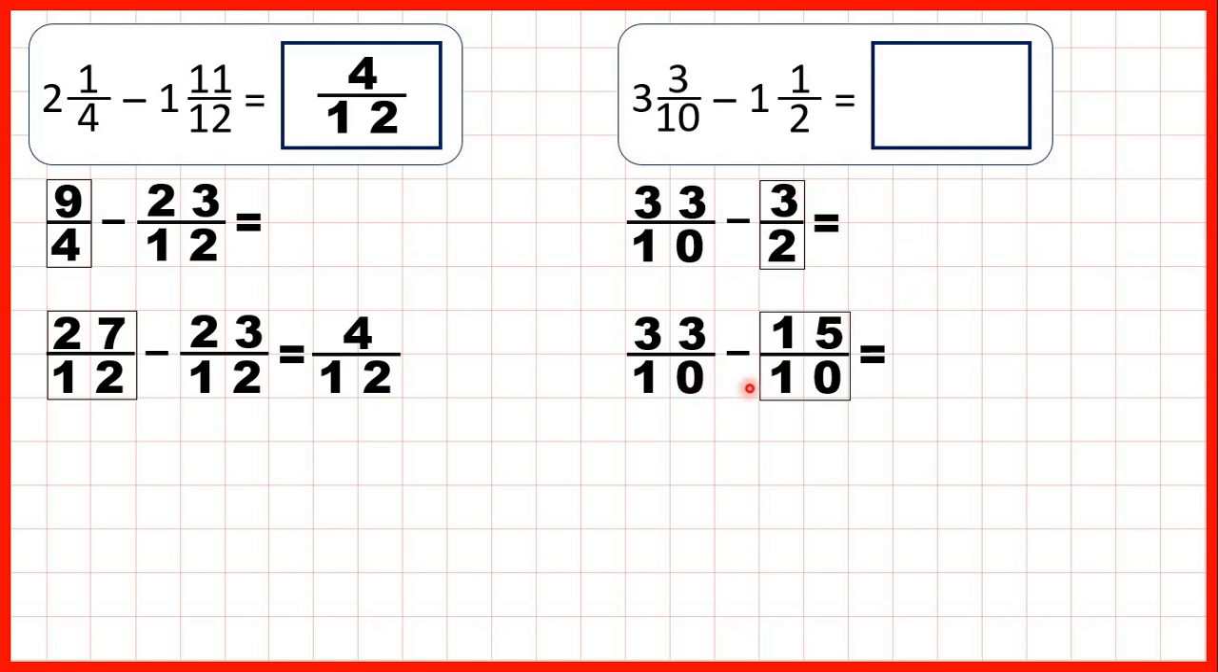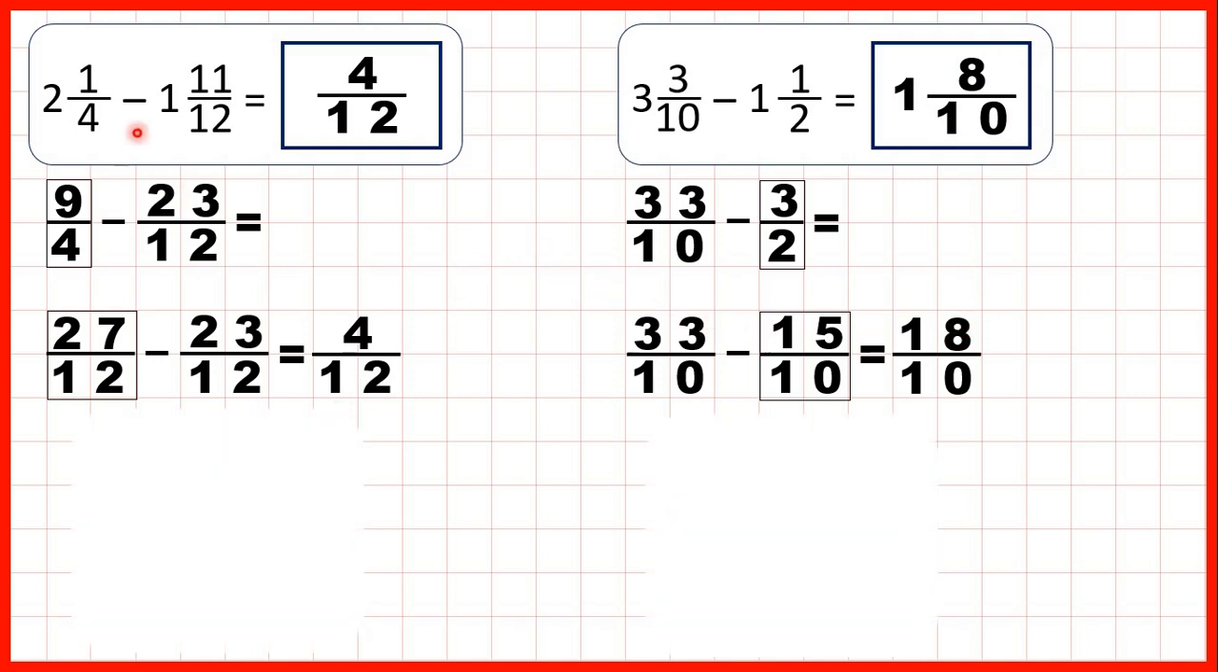So now we have a common denominator, so the denominator stays the same in our answer, and 33 minus 15 is 18. So as an improper fraction, our answer is 18 tenths. But we can turn that back into a mixed number by dividing. 18 divided by 10 is 1 remainder 8, and the denominator stays the same as it was down here. So our answer is 1 and 8 tenths. And we can check that because 1 times 10 is 10, and then we need 8 more to get to 18. So let's show fraction bars to see what we did here.